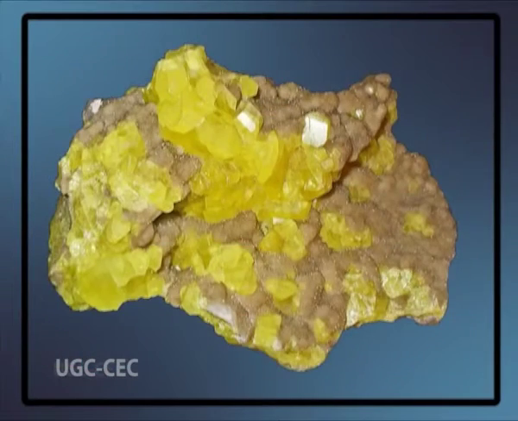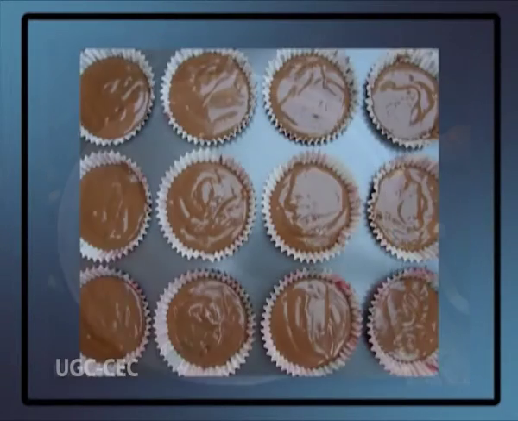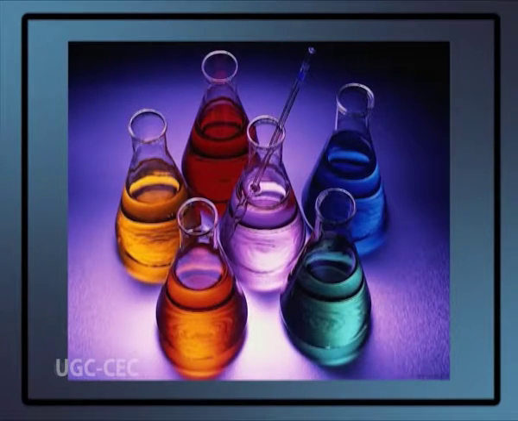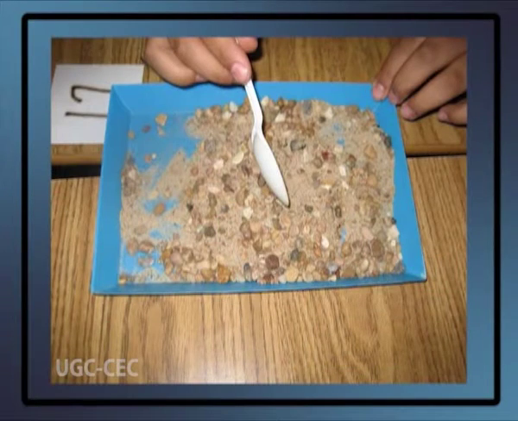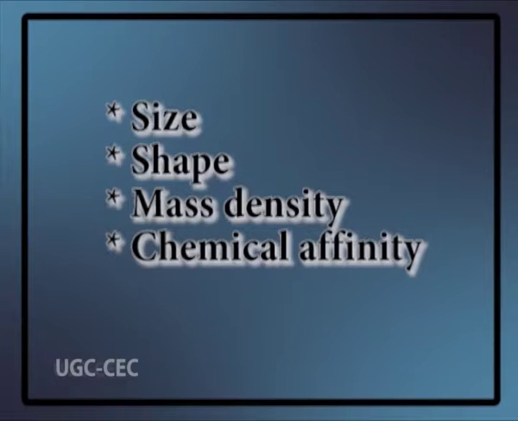Introduction. Hello students. In this episode, we are going to study various separation techniques. Separation techniques are used on mixtures which can be either heterogeneous or homogeneous. There are various separation techniques and the correct method is selected based on chemical properties or physical properties of the mixture such as size, shape, mass, density, chemical affinity.